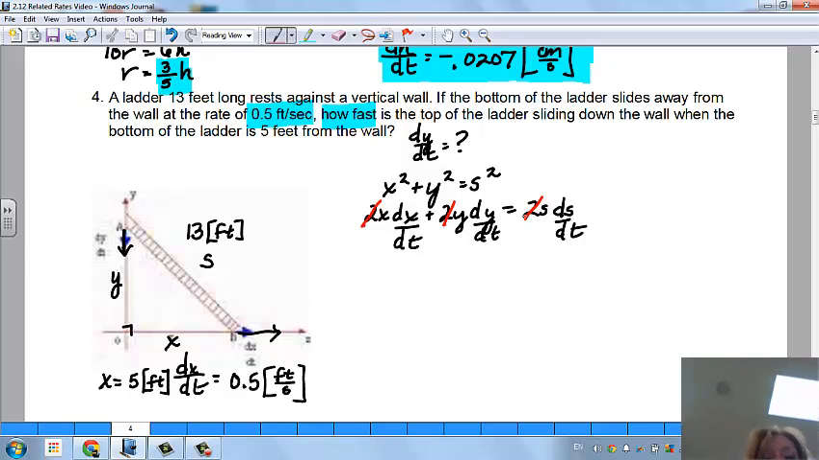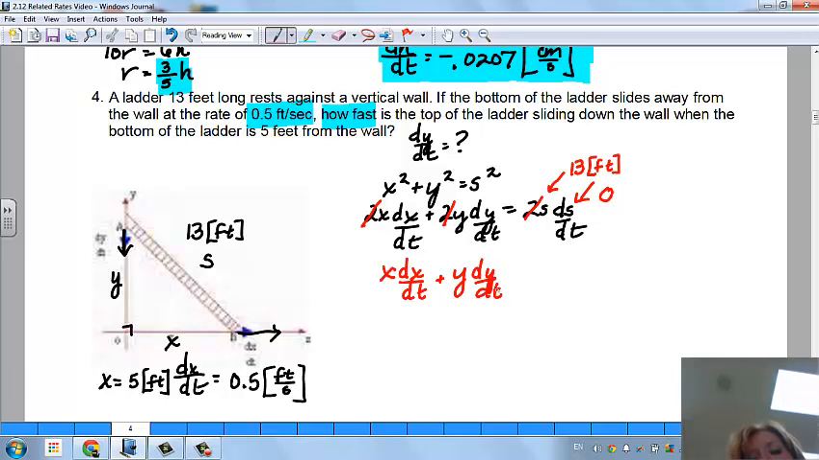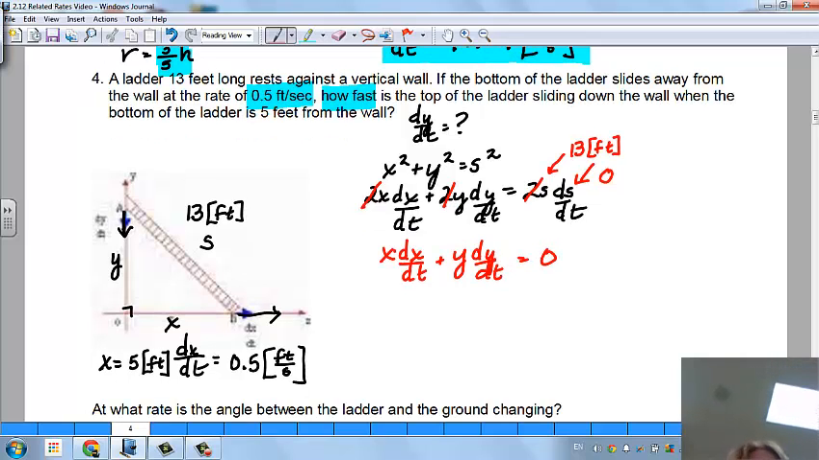And the other thing I want you to notice is as this is sliding away here, okay, and this is sliding down the wall, the ladder is staying the same length. So really the ladder is not changing with respect to time because it's always going to be the same length. So really this is 0. Which makes this whole side 0. Even though I know that s is 13 feet, it doesn't matter because the rate of change of that ladder is nothing, so this whole side is going to be 0. So our formula actually comes out to be this: x dx/dt plus y dy/dt equals 0, which is a lot easier to use and to plug things in.